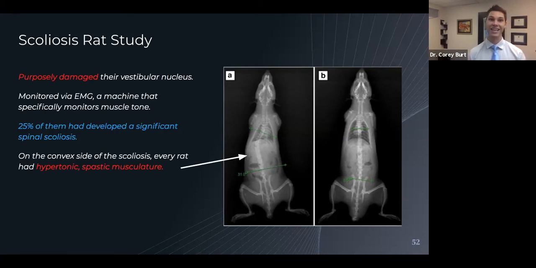And get this, on the convex side of the scoliosis, all of them had a hypertonic spastic musculature on that same side. And they knew that because they had them hooked up to the EMG. Now that's all I'm going to say about that. And yes, I understand they're just rats, but it's still another interesting data point to see how something at the level of the neck and the brainstem is going to affect the rest of the spine.